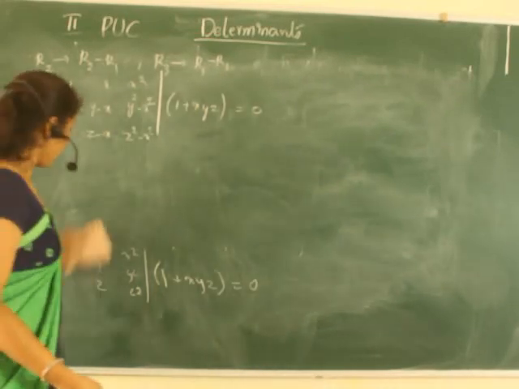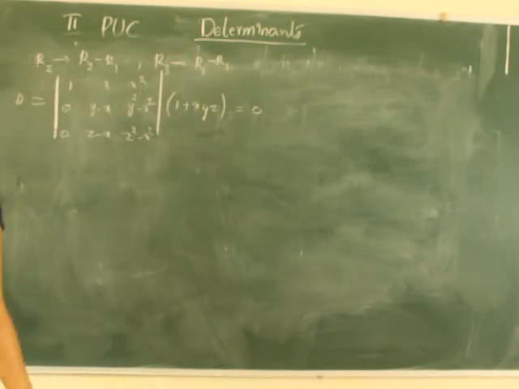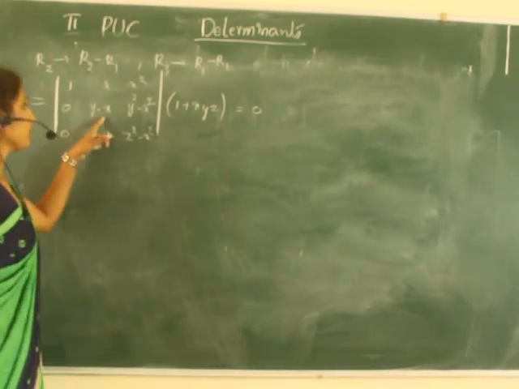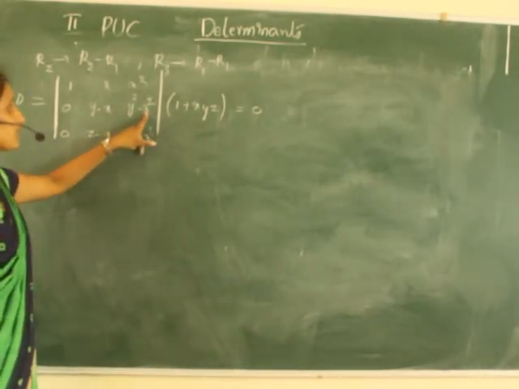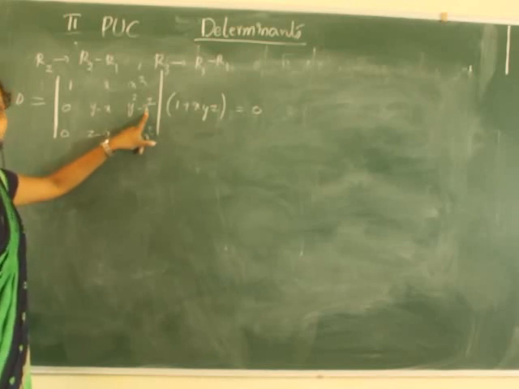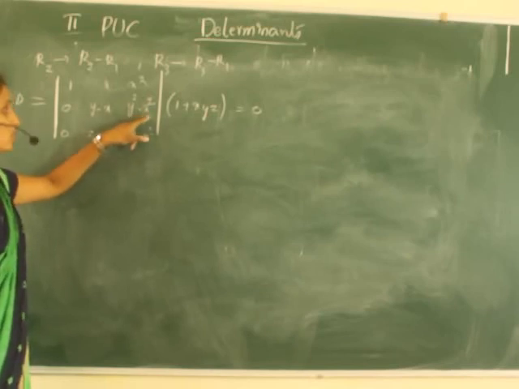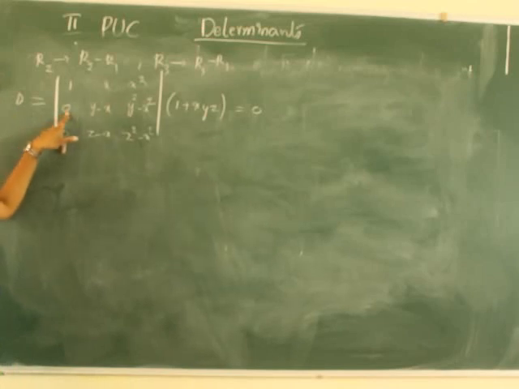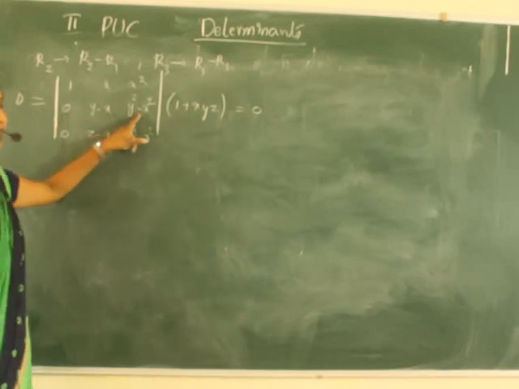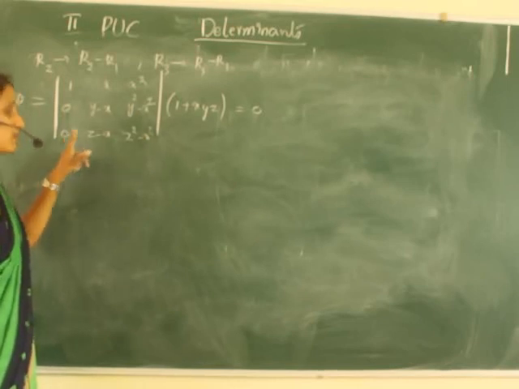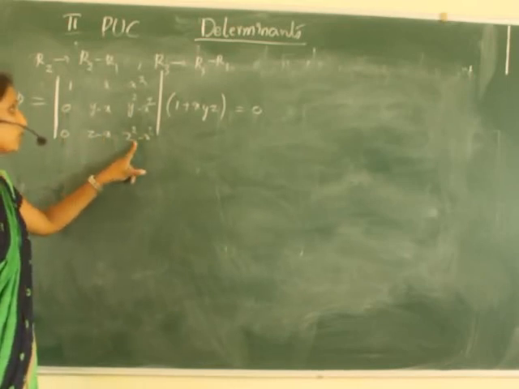Then after that, when we see the second row and third row, the second row will be 0, y minus x, y square minus x square. Y square minus x square is a square minus b square. What is a square minus b square? a plus b into a minus b. So y square minus x square is y minus x into y plus x. Here 0, z minus x, z square minus x square is z minus x into z plus x.